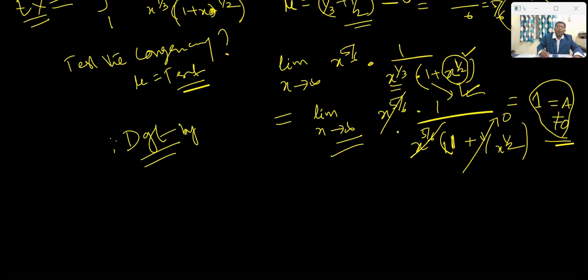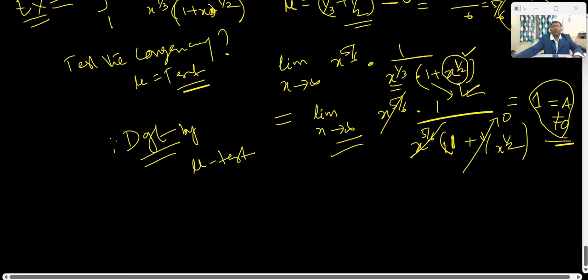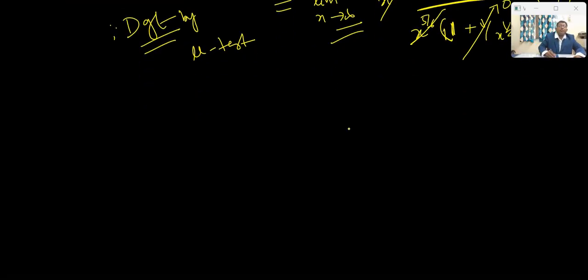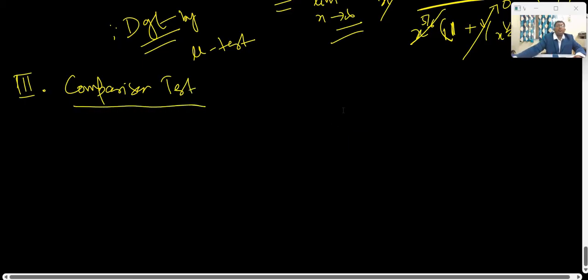Divergent by mu test. Now coming to another important test, my test 3, it is my comparison test. We'll compare the test, meaning any function larger than the convergent function.